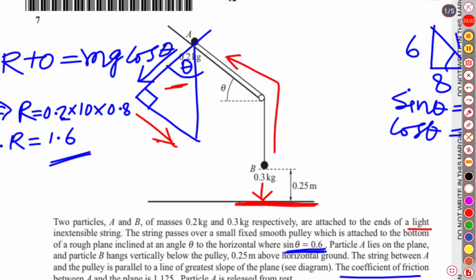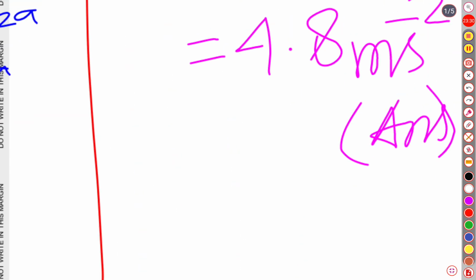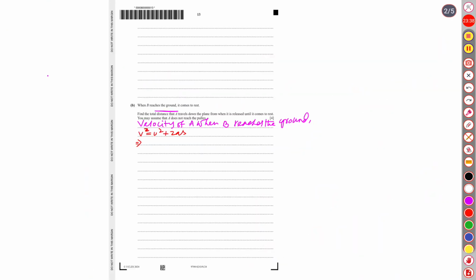So suppose A was over here when B reaches the ground. But after that it continued moving downward. At this point we will find the velocity of A, that is, the final velocity of A when B reaches the ground. This is about the acceleration, distance and velocity concept. The acceleration was 4.8, so let us apply this value.